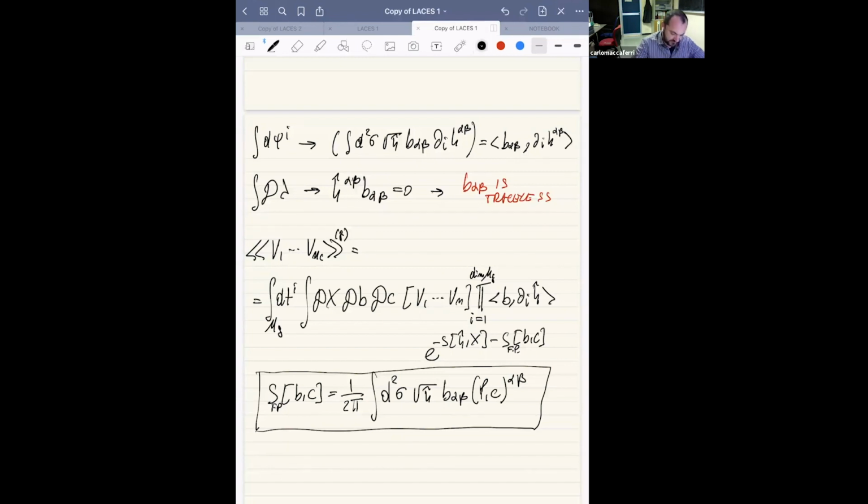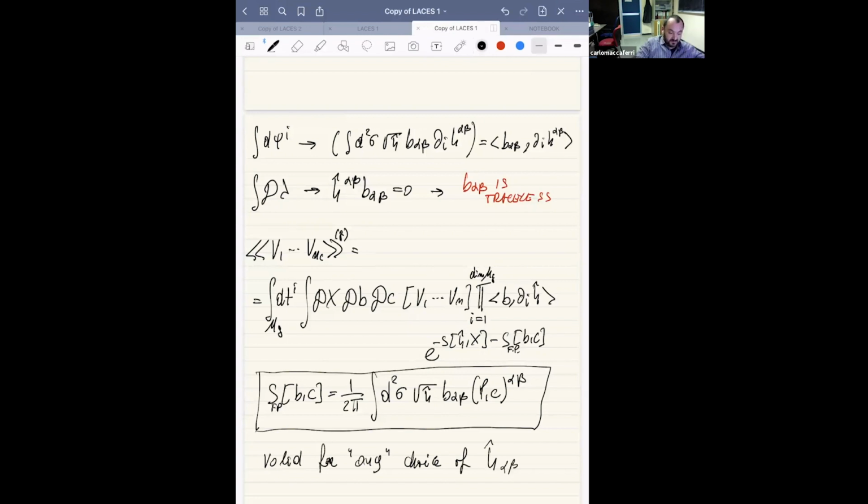Okay, so essentially this is the form of the Polyakov path integral, which is valid for any choice of h hat alpha beta, any reasonable choice.